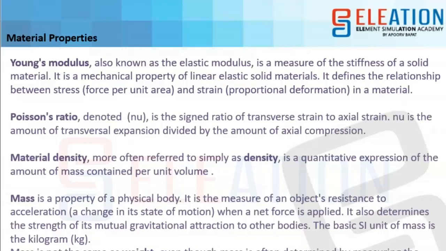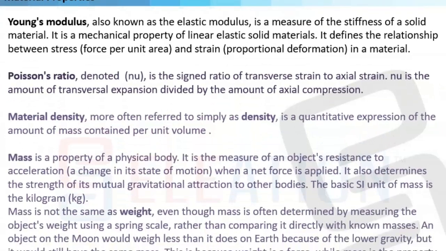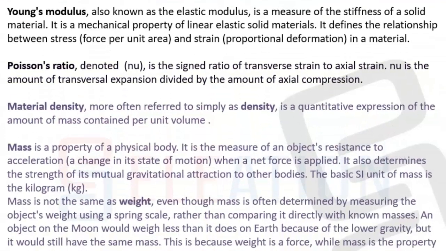Material properties. Young's modulus, also known as elastic modulus, is a measure of stiffness of solid material. It is a mechanical property of linear elastic solid material. It defines the relationship between stress, force per unit area, and strain, proportional deformation in the material. Poisson's ratio, denoted by nu, is the signed ratio of transverse strain to axial strain. Nu is the amount of transverse expansion divided by the amount of axial compression.